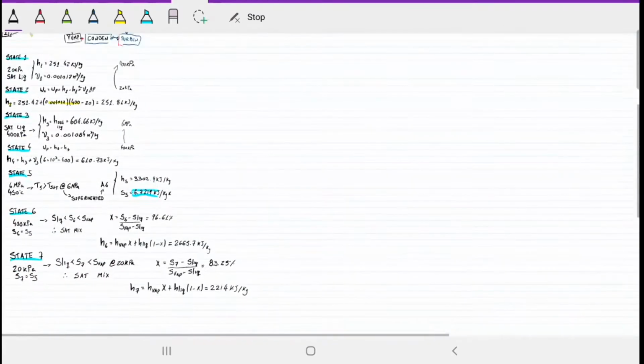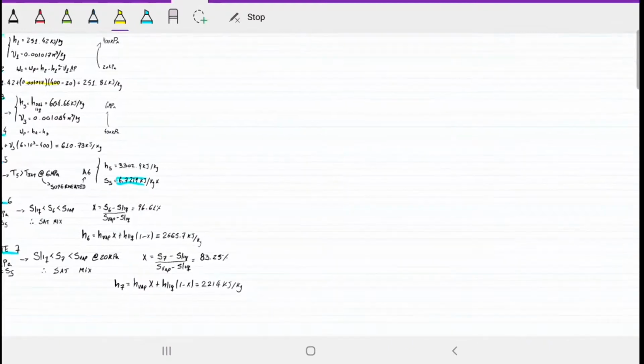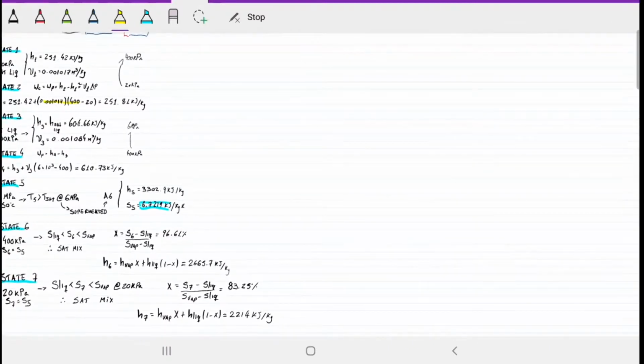All right, so I have all the states here. Let's look at them one at a time. Zoom in a bit more. I have H1 on top here, H2 over here, H3, H4, H5, H6, and H7. So I have all the H's defined. I have 2 properties for each state, so that means my life is easier. I can now find whatever they throw our way. So, what do we do now? What are we being asked?